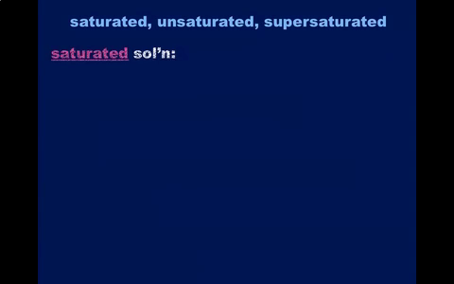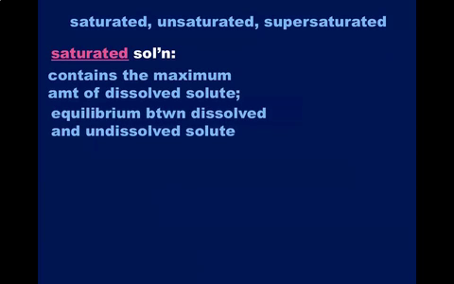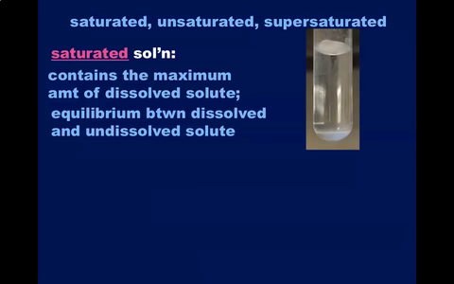So first let's define saturated, unsaturated, and supersaturated. A saturated solution, if something's saturated, it's had all that it can take. So in science, this is going to contain the maximum amount of dissolved solute. So nothing else is going to dissolve even if you add it at this point. It creates an equilibrium between the solute that's been dissolved and the solute that's not. They kind of go back and forth like this.